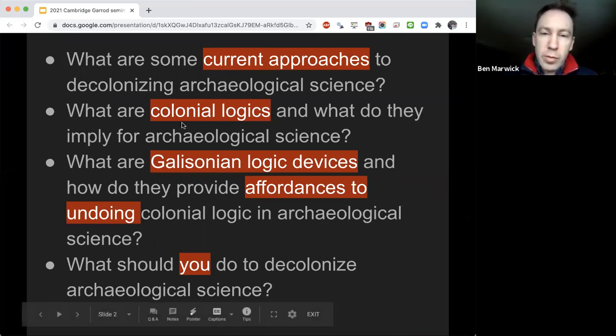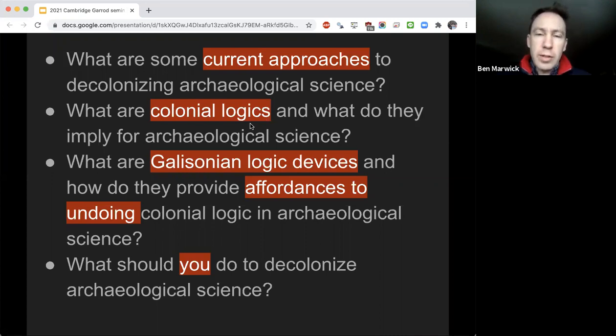To do that, I'm going to investigate some of the colonial logics from literature on colonialism generally, settler colonialism, not so much archaeology, going back to some of the sources about what distinguishes a colonial system from other things, and how we can identify some of these logics in current practices of archaeological science. Then I'm going to try to connect these logics to this concept of a Galisonian logic device, which is a different sort of concept of logic, and examine how they provide us with some affordance to undoing some of these logics.